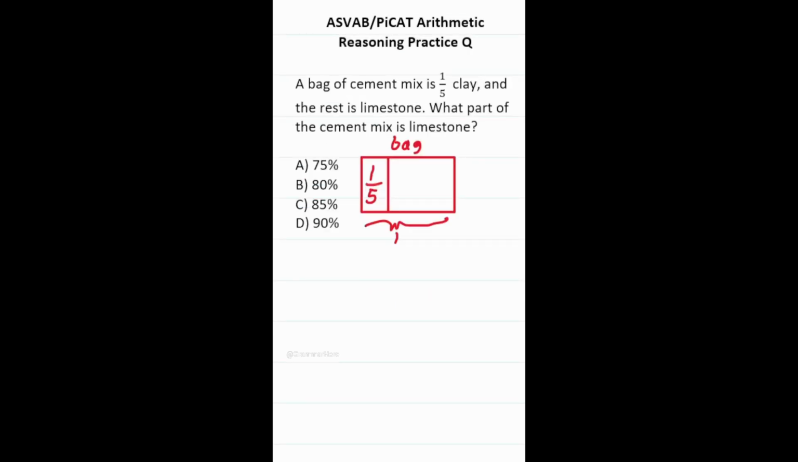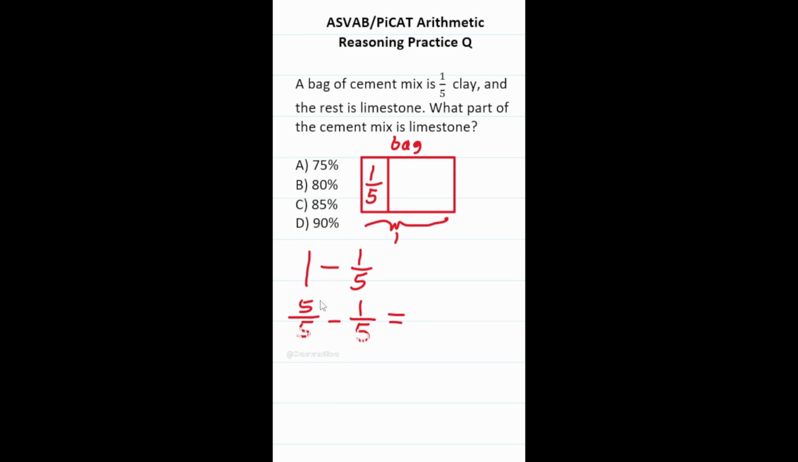This ASVAB PiCAT Arithmetic Reasoning practice test question says a bag of cement mix is 1/5 clay and the rest is limestone. What part of the cement mix is limestone? So in this case, we're going to take 1, which represents our bag of cement mix, and from that we're going to subtract 1/5, which is the part of the bag that is clay. Of course, we can write 1 as 5 over 5, which gives that a common denominator with 1/5.